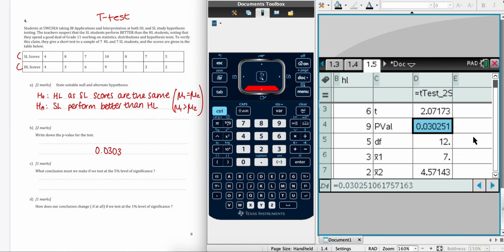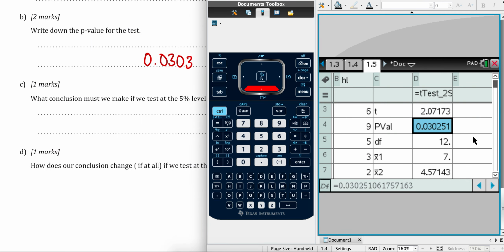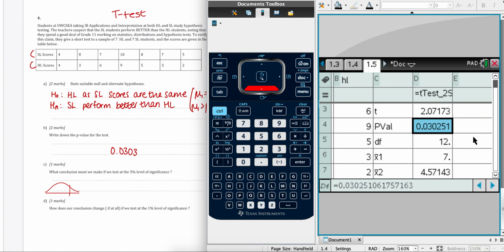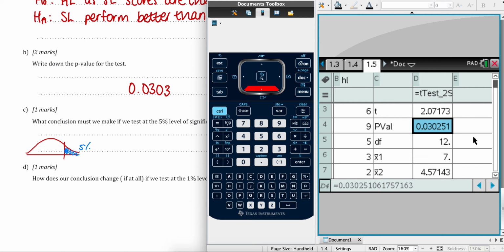And then what conclusion must we make if we tested at a 5% significance level? So this is really similar to the chi-squared one that we just did. So if you draw your graph of the t-test, then you've got your significance level, which is 5%. It says we're doing it at a 5% significance level. So this is my area, which is 5%. Now the area that I found, this is 3.03%. So it's much smaller.